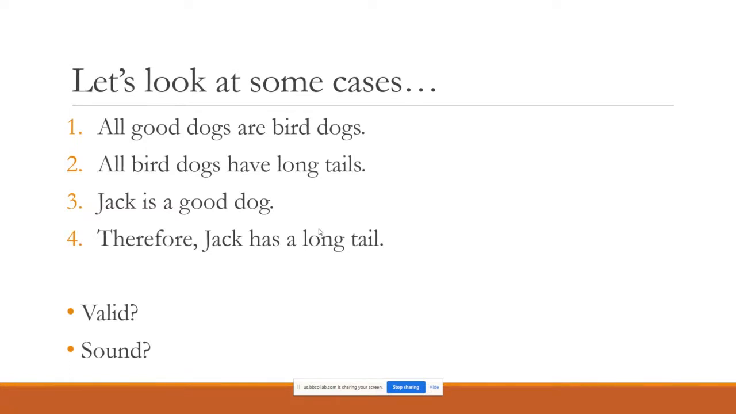So look, we're going to look at a few arguments. I'm going to ask you whether it's valid, whether it's sound. I'm going to give you a second to pause. Try to answer this for yourself. You don't have to write anything down. Again, you're not turning anything in, but try to pause, see if you can answer the question.